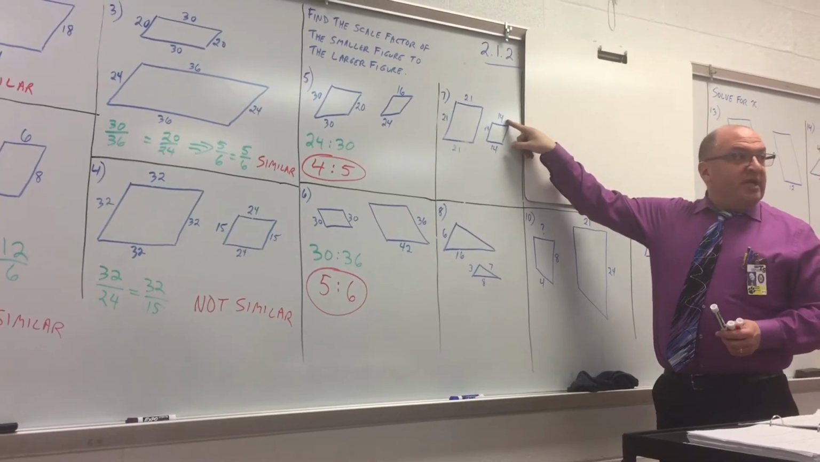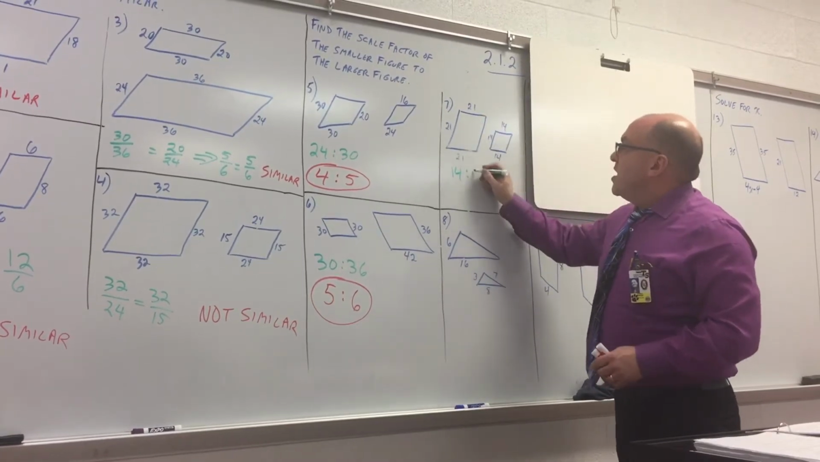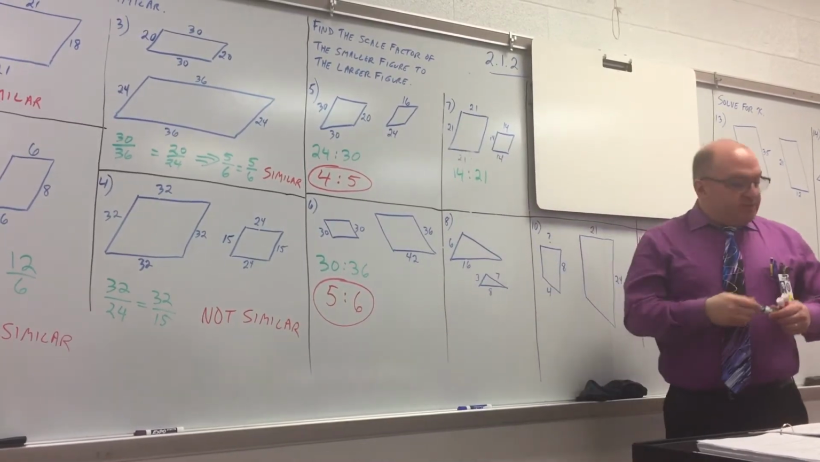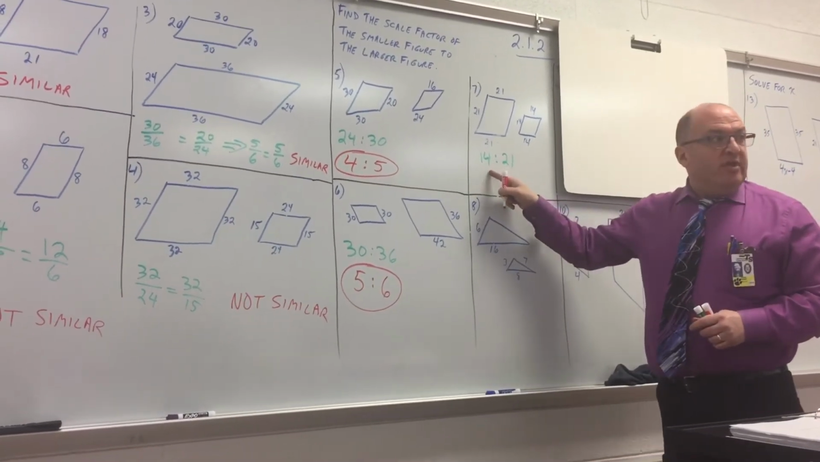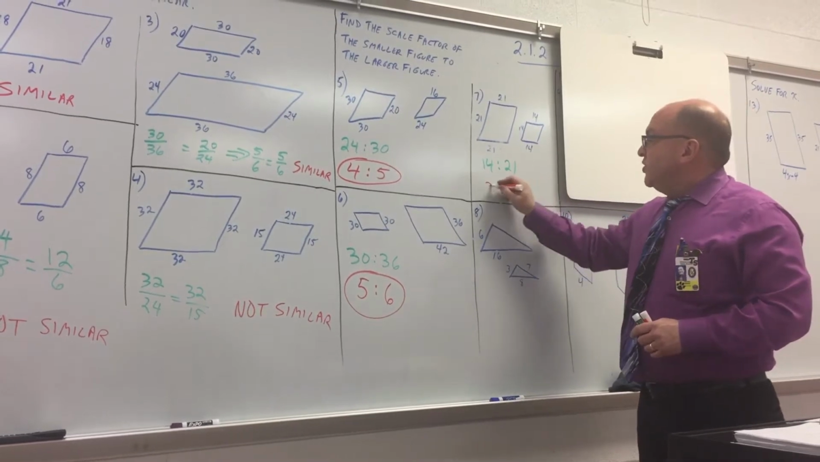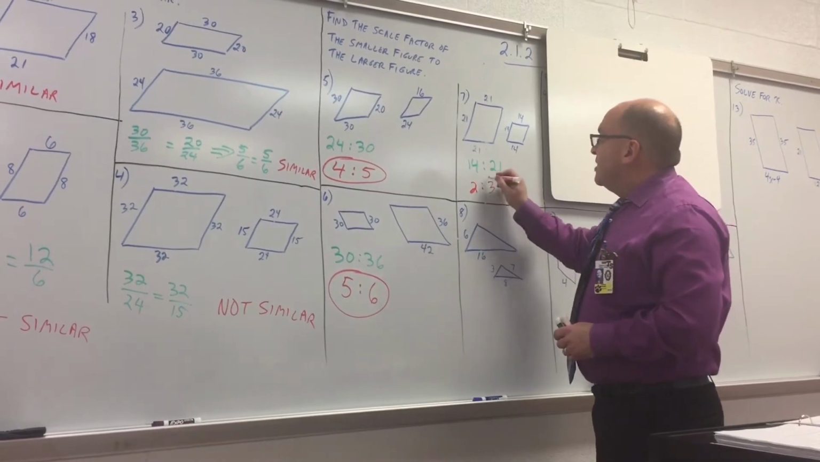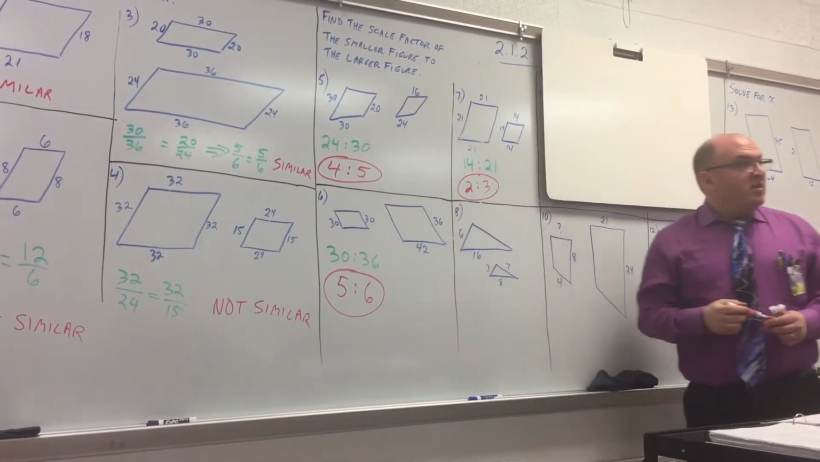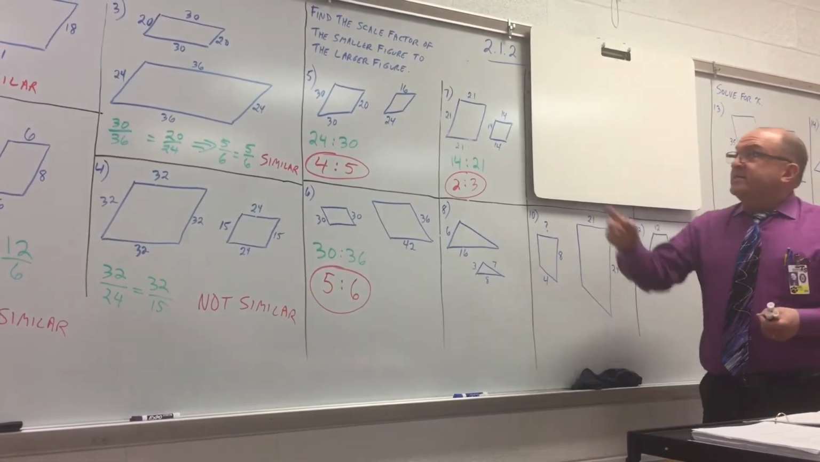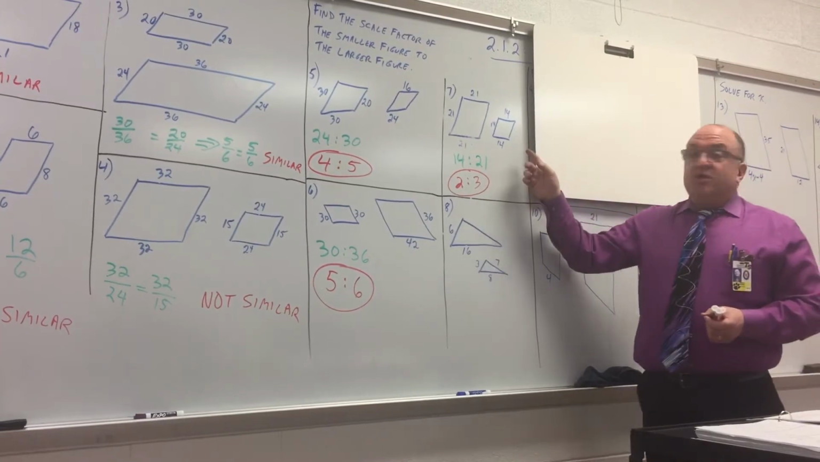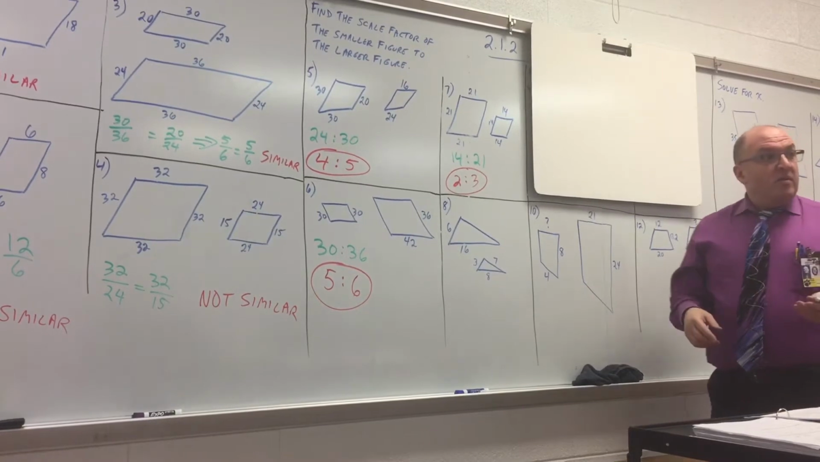I can do 14 to 21. What number goes into both 14 and 21? 7. 7 goes into 14 how many times? 2. 7 goes into 21 how many times? 3. There's your scale factor, 2 to 3. That's it. That's how you do scale factor. But it's asking smaller to bigger, so make sure you do smaller first to bigger.